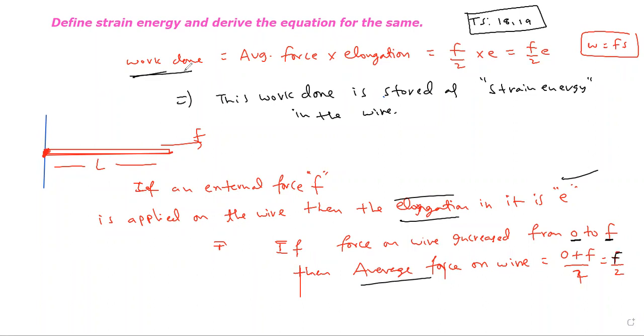So what is the work done here? There is elongation, which is displacement, and a force is applied. So work done is nothing but F into S, where F is force and S is displacement. Here we take force as the average force and displacement as the elongation. The force started at 0 and was increased to F, so we take the average force. So the average force F by 2 into elongation e gives work done equal to F by 2 e. Here the work done is stored as strain energy in the wire. Now the last step: W is equal to 1 by 2 F e.